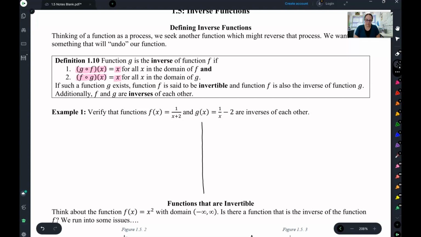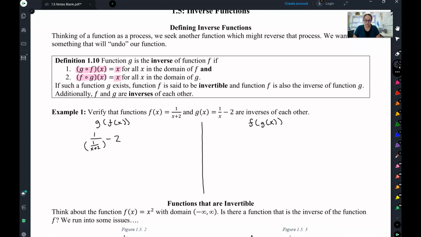So in this first example, we're going to prove that. So we're going to try g of f of x and f of g of x. And both of these should equal x. If they do, then the two equations are inverses of each other. So in this first one, I'm plugging f into the g equation. So there's my g equation, 1 over x minus 2. And I'm going to plug f into that. So 1 over x plus 2. There's my f equation plugged into g.